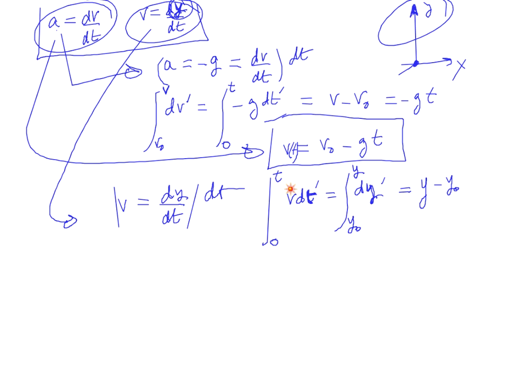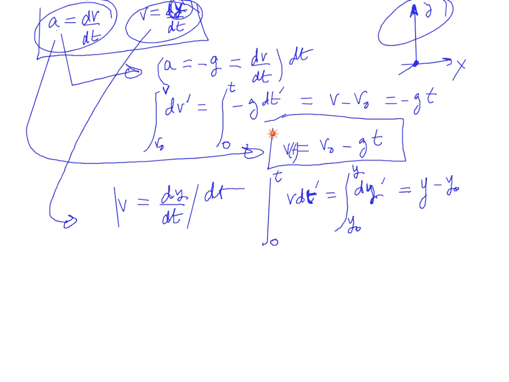But the left hand side is quite different this time. V is not a constant. In general, V is a function of time. Therefore, we cannot just take it out. We need to know the functional form of V. And if V depends on time, we need to know its exact functional form before we can do the integration.